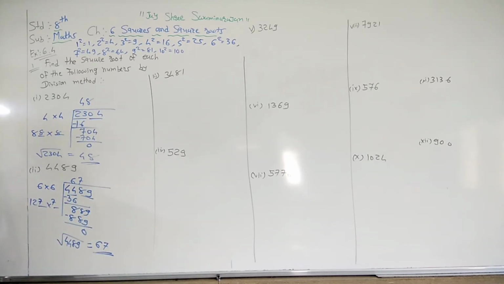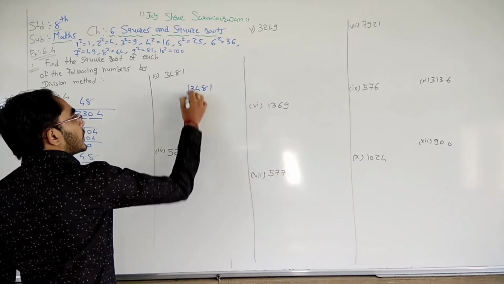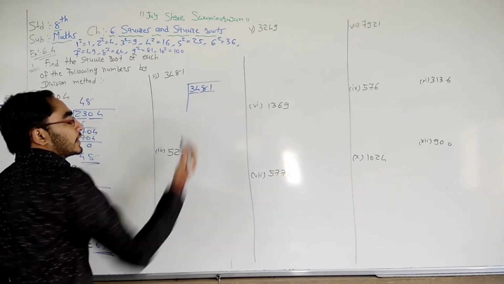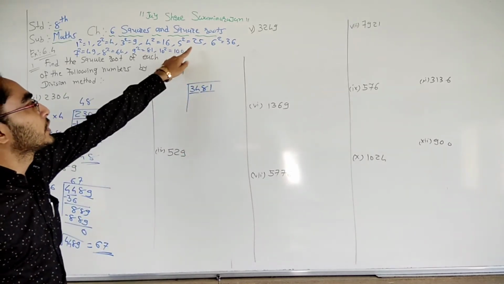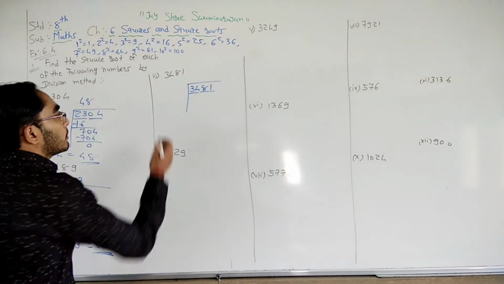Okay. After that, question number 3: 3481. First of all, make the pair of two digits. So 81 and 34. Now check this 34. 34 lies between 25 and 36. Out of that we need to take the smaller number.